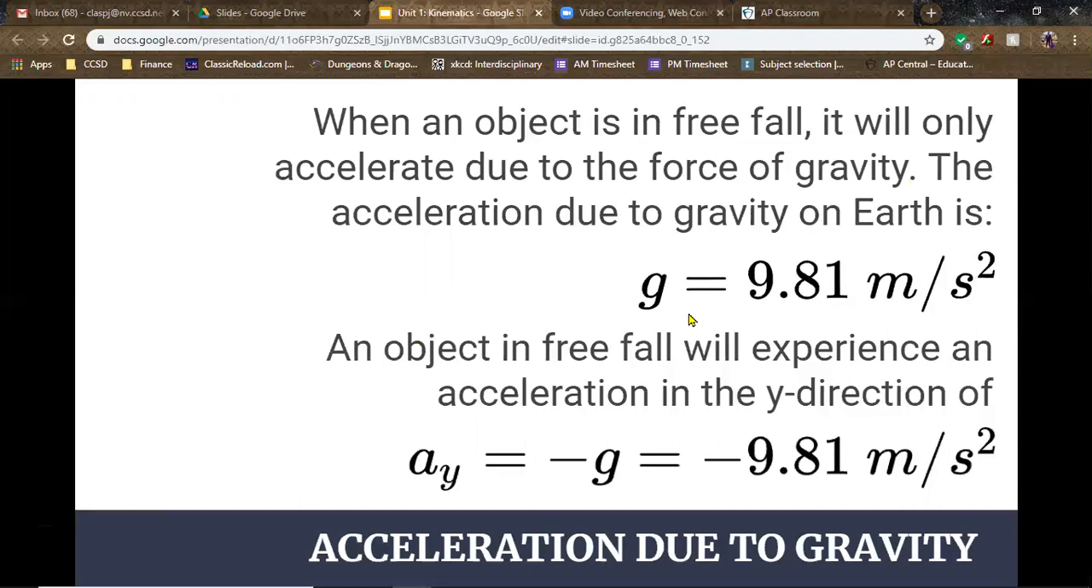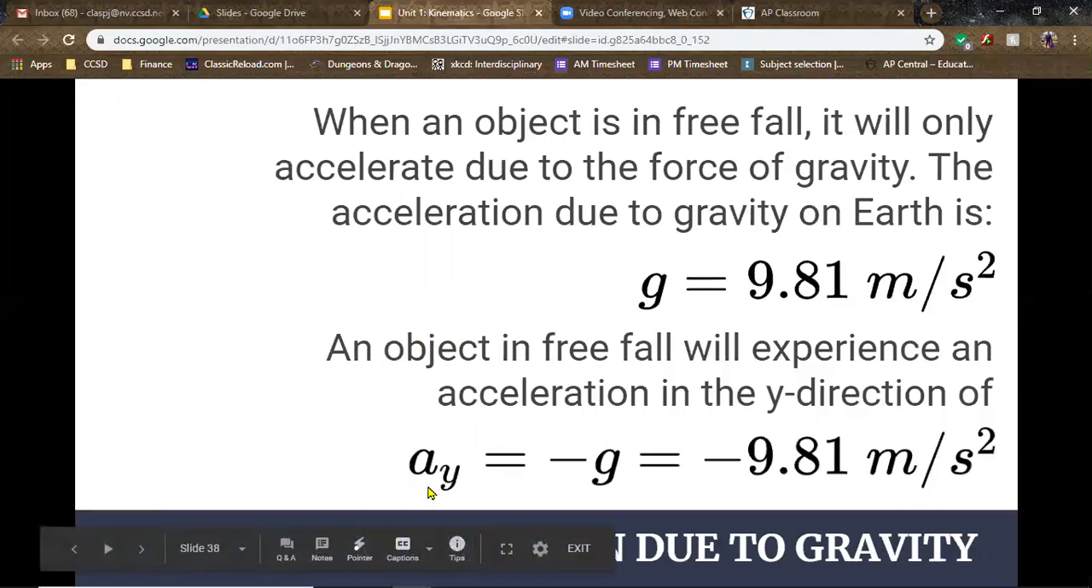When an object is in free fall, it will only experience acceleration in the y direction from gravity. So our acceleration in the y direction, in this case, will be negative g, or negative 9.81 meters per second squared. This is the actual acceleration that would be experienced by an object in free fall.